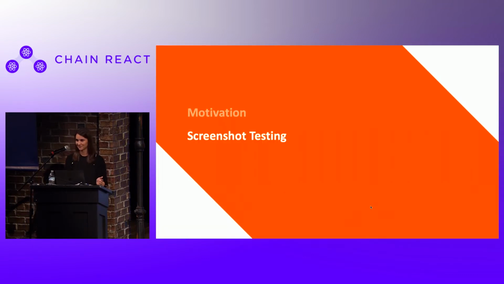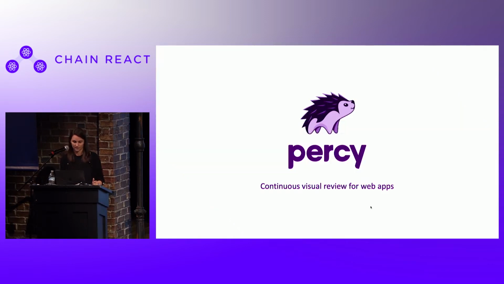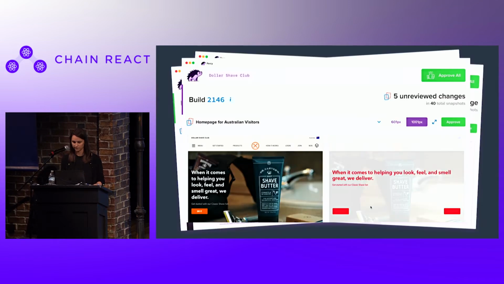So screenshot testing can help to fix some of these problems. Let's dive into what that looks like. There's a company called Percy. Their tagline is that they do continuous visual review for web apps. And I have no formal affiliation with Percy, but I think they have a wonderful product. I've used it at previous companies, and it's been great.